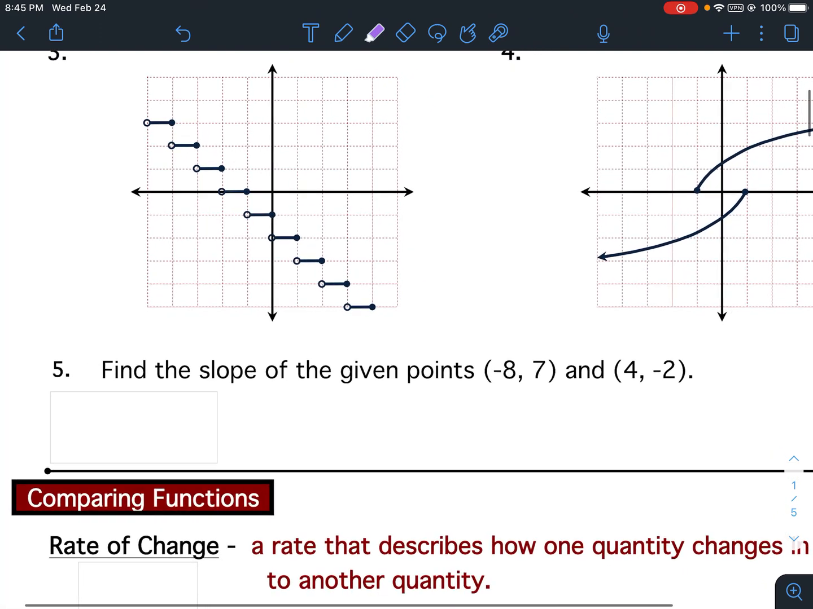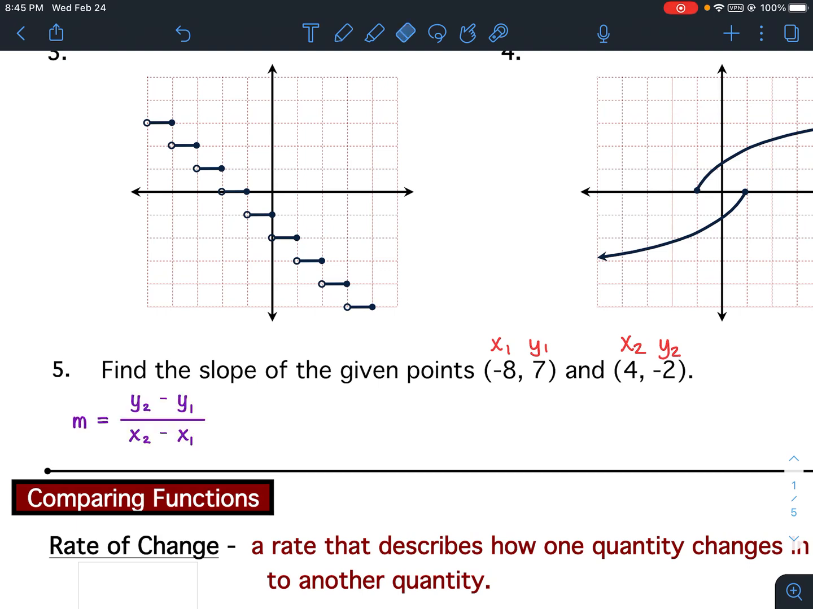For number 5, it says find the slope of the given points (-8, 7) and (4, -2). This would be x1, y1, x2, y2. The only reason I called the first point 1 is because it was the first point. We're going to use this formula: slope equals y2 minus y1 over x2 minus x1.